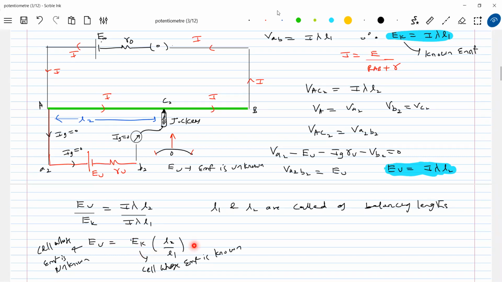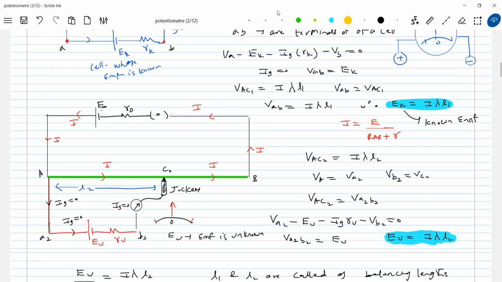Now, what is the basic idea? Idea one I implemented. For a cell whose EMF you want to measure, the current through that cell should be made zero. How to make that zero? By using this network, I make this potential drop VAC2 equal to the terminal voltage. I can never make it equal to EU. I'm just making it equal to the terminal voltage of this cell. Because of that, no current flows here, then the terminal voltage becomes the applied EMF. It's a simple trick we are using here.